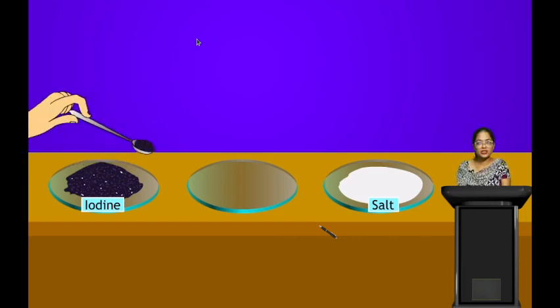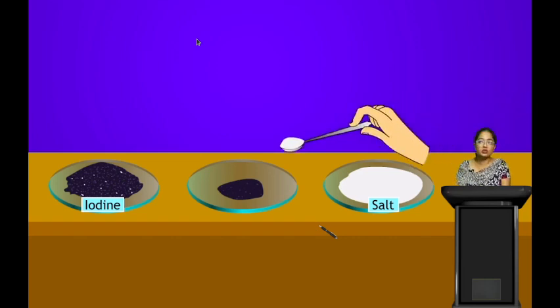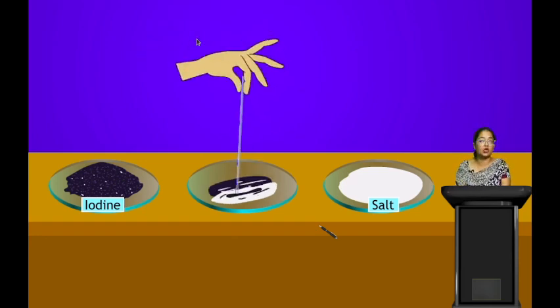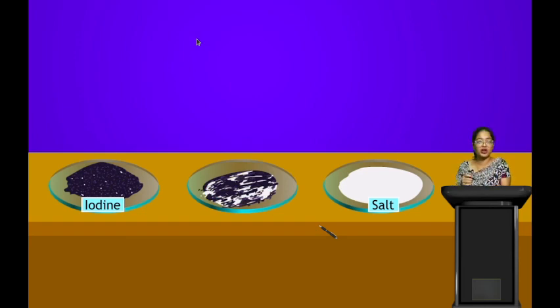So, one scoop of iodine is put into the watch glass, right? One whole spoon of iodine is put into the watch glass, and then one whole spoon of salt is put into the same watch glass. What's happening? There's iodine and salt in the watch glass. So what are they doing? They're trying to mix iodine and salt. So now we have a mixture of iodine and salt.